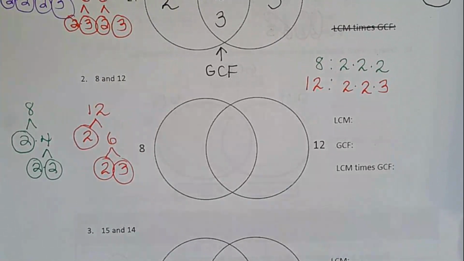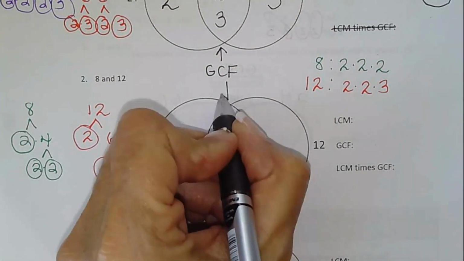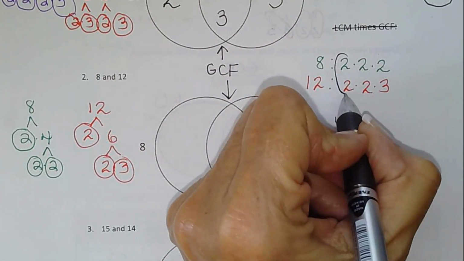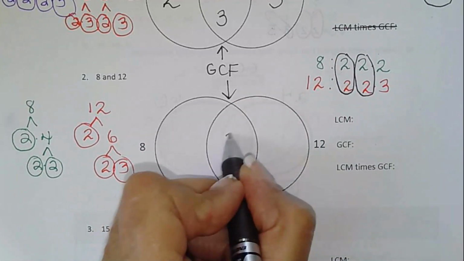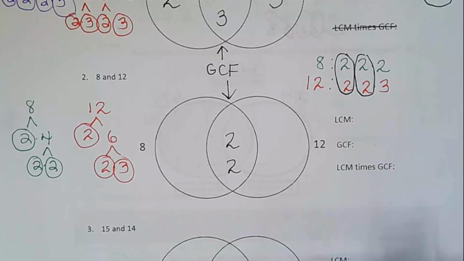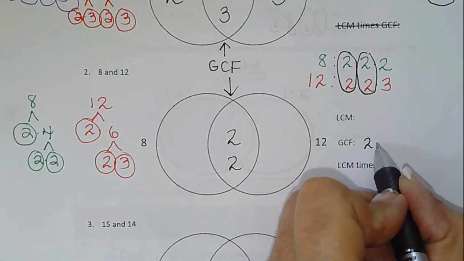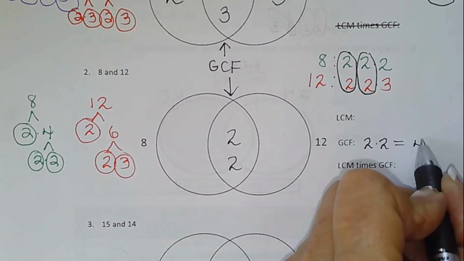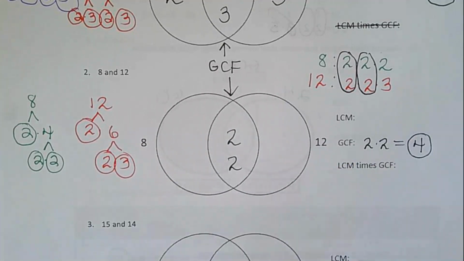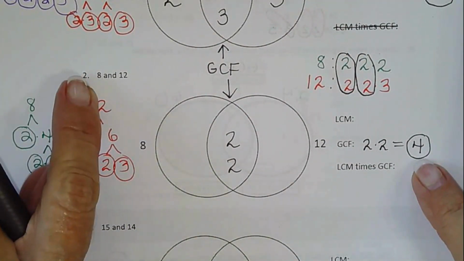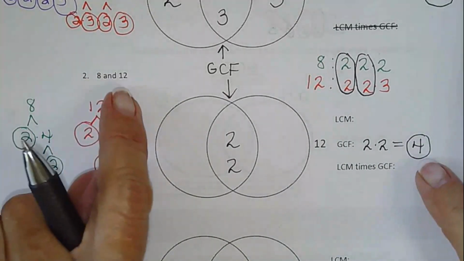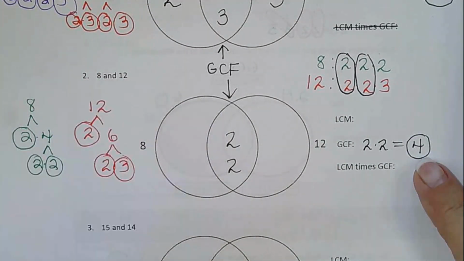Okay, so we're looking for the GCF. So 2 is in both, and another 2 is in both. So this would be 2 times 2. That one's easy. 4. So remember, a factor is a number that divides evenly into both. Does 4 go into 8? Yes, 2 times. Does 4 go into 12? Yes, 3 times. So that's what a factor is.